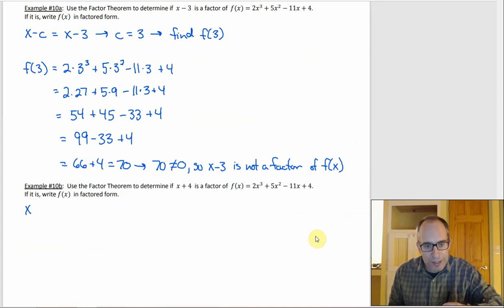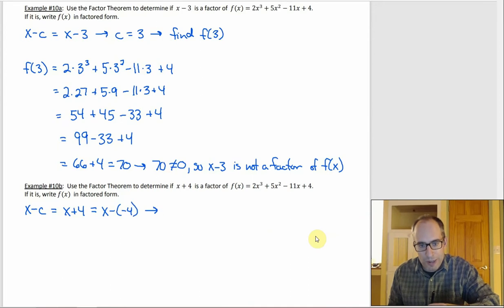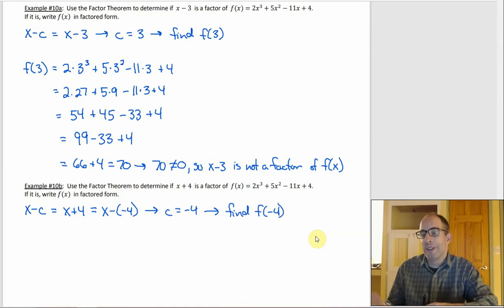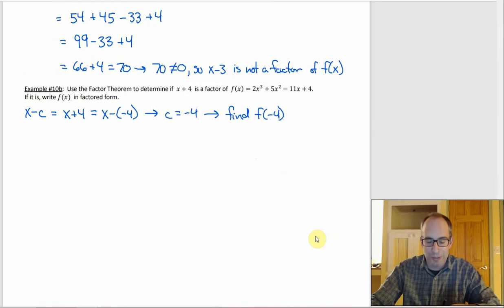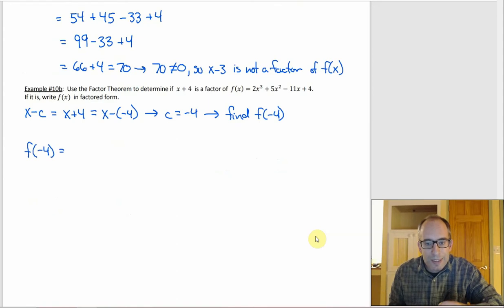But our x minus c here, the thing that we're going to divide by, is x plus 4. So that's x plus 4, which to write it in this format with subtraction would be x minus a negative 4. So that would mean that c here is negative 4. And what we want to do is find f of negative 4. We already have the spoiler that this one should be a factor, so f of negative 4 should work out to be 0. So let's see. If it doesn't, then I guess that would mean that I messed up.